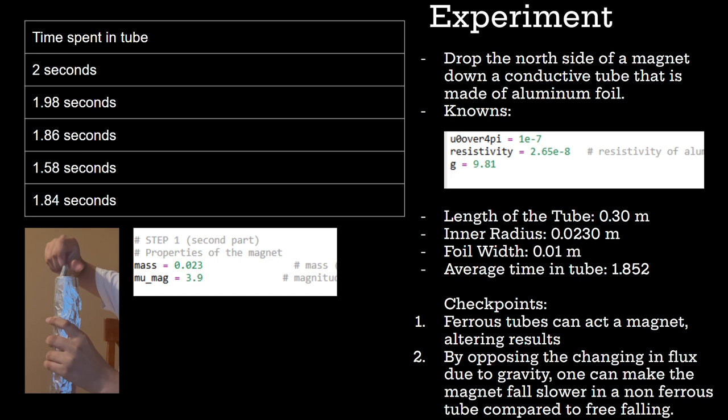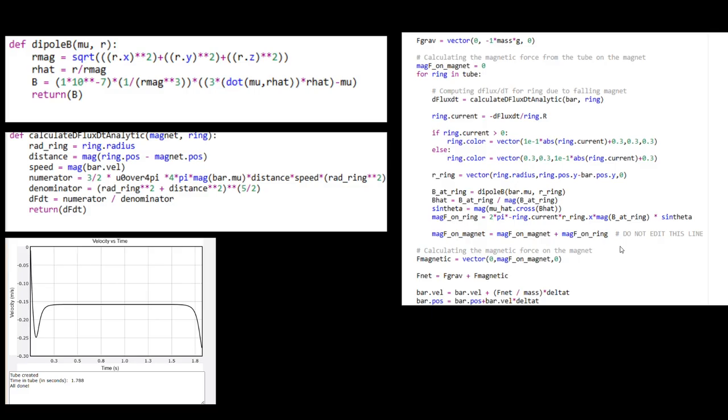So if we were to drop the magnet in a completely open area, it would fall faster than us dropping it in the tube because there is no change in flux, which is particularly impacting it and making it fall slower due to opposing the movement. And then some of our other values is the mass of the magnet, which is 0.023 kilograms, and mu mag, which I got from our second lab.